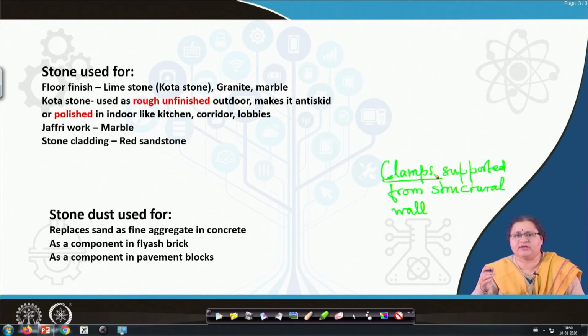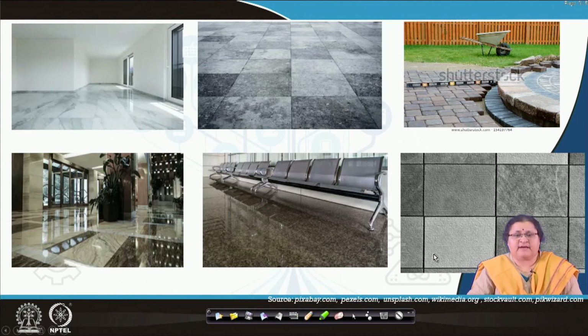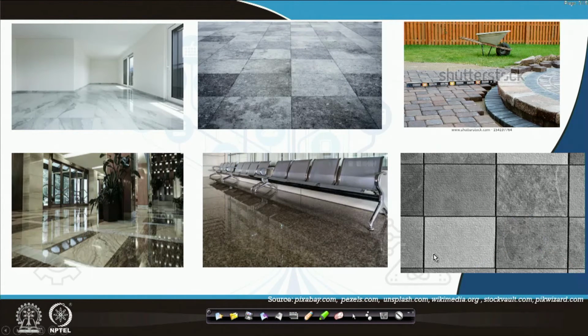So, stone can be used as a finish, particularly for the walls, particularly for the floors, as a cladding, and for partitions with Jaffrey work, ornamental walls. It can be used as a roof tile, and stone dust as well as stone aggregates do have their use in the building industry. Now, let us see how they look on floor.